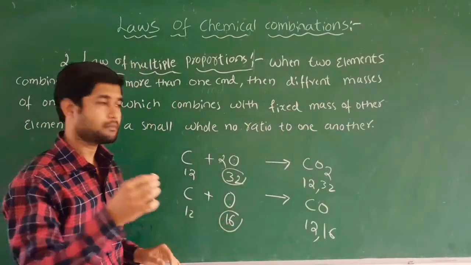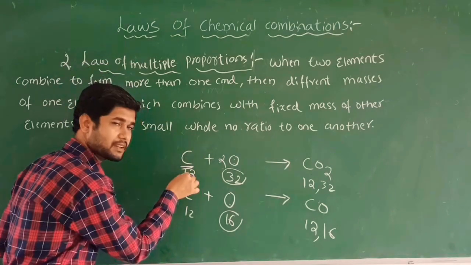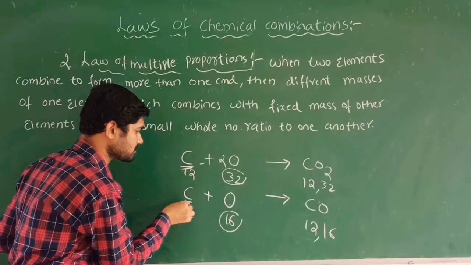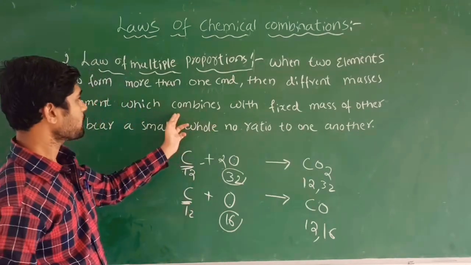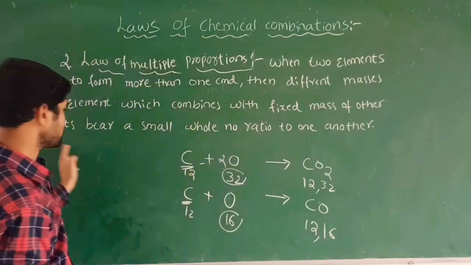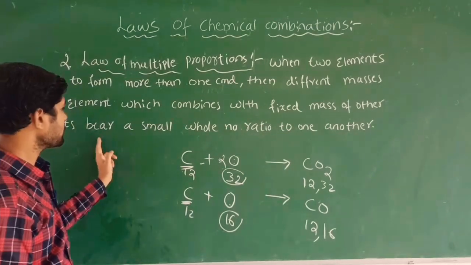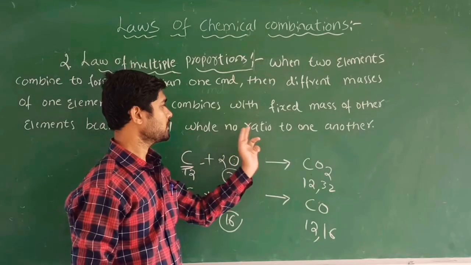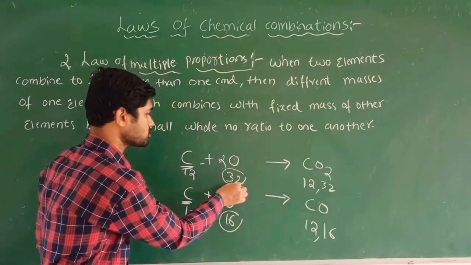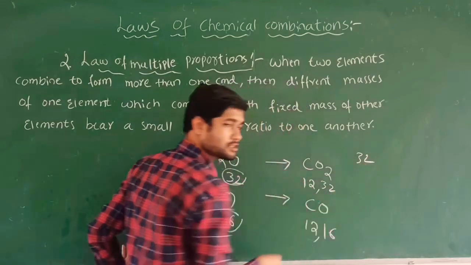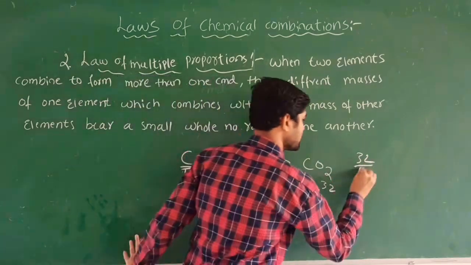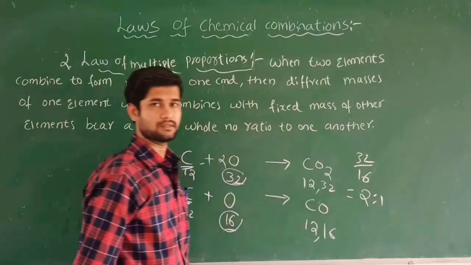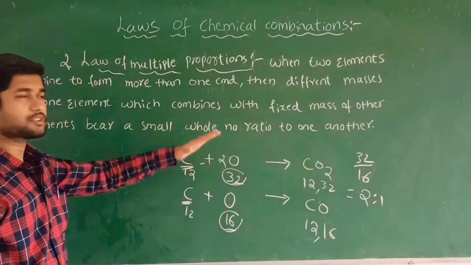Here the fixed mass of the other element is carbon. Carbon is fixed. So in this reaction, the carbon atomic mass is the same here and here. It combines with the fixed mass of the other element, carbon, and bears a small whole number ratio to one another. Oxygen is 32 here and 16 here. So what will be the ratio? The ratio will be 2:1. So that is the definition of this third law.